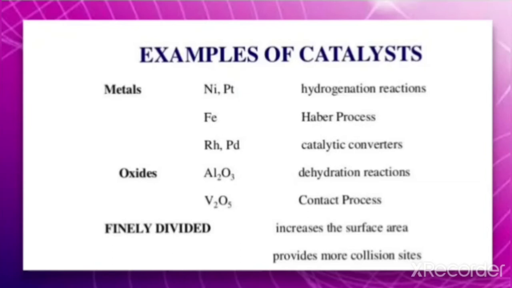As we know, finely divided catalysts increase the reaction rate because they increase the surface area. The fine division increases the surface area of the catalyst, so that will provide more collision sites. So it is better to use the catalyst as finely divided powders, as we have discussed in surface chemistry.